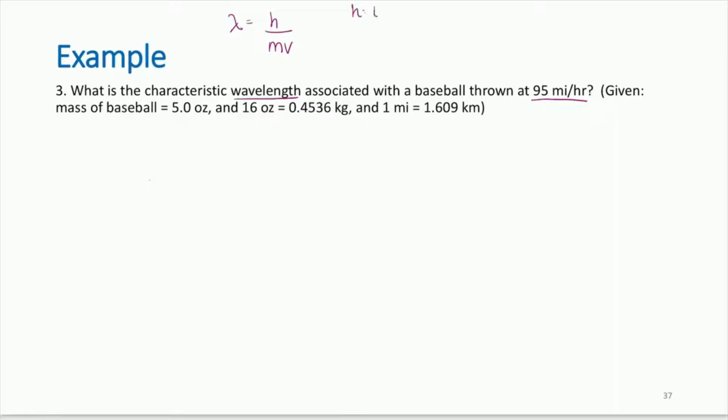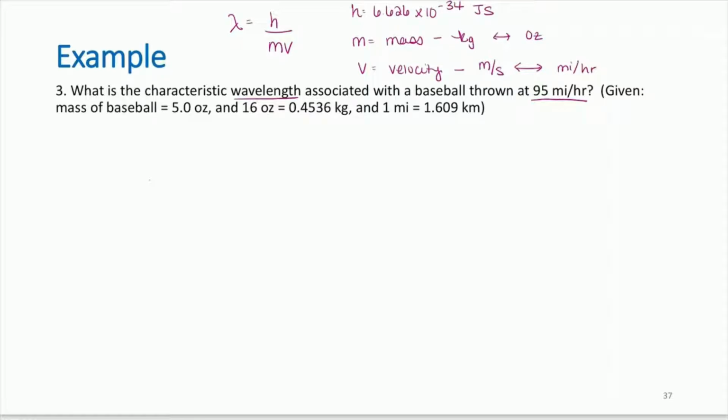H is Planck's constant, 6.626 times 10 to the minus 34 joule seconds. M is mass, but I need this in kilograms, and I currently have it in ounces. And V is velocity, which I need in meters per second to cancel out my joules, and I currently have it in miles per hour. So I will have to do a series of conversions before I can use my equation.